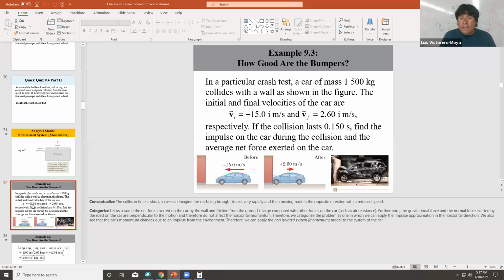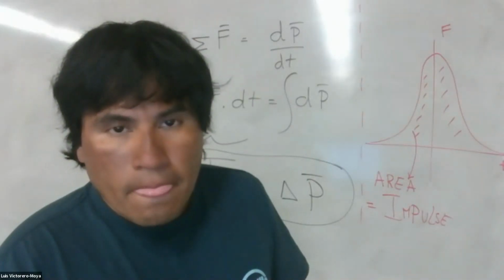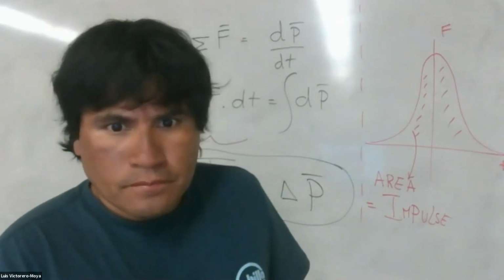As you see in the picture there, they give you a mass of 1,500 kilograms that is colliding with a wall. The initial and final velocities are -15i and then 2.6i as it bounces back to the right. And the collision lasts for 0.15 seconds. Find the impulse, and I'm going to add, find the average force exerted on the car. So how are we going to do that problem?